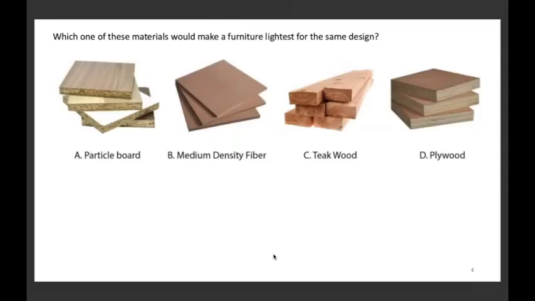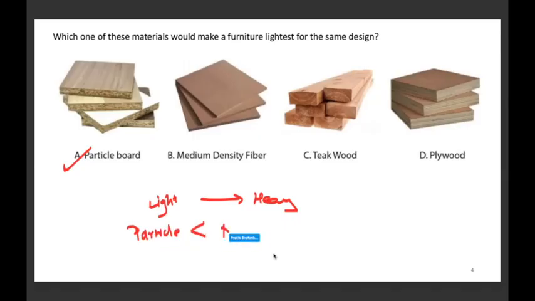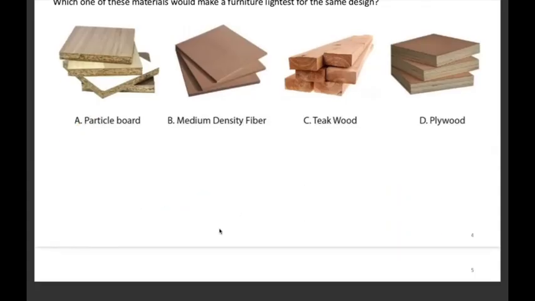Which of these materials would make furniture lightest for the same design? Of all of these, the lightest material will be particle board. From light to heavy, if I move, there will be particle board, followed by MDF, which is medium density fiber, followed by ply, and followed by teak. Okay, move to the next one.